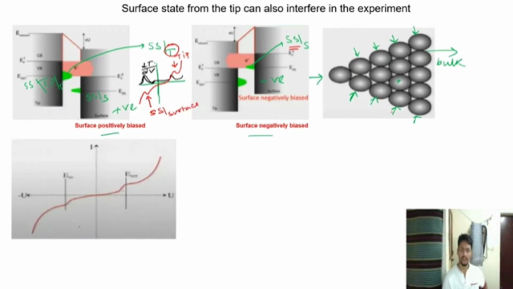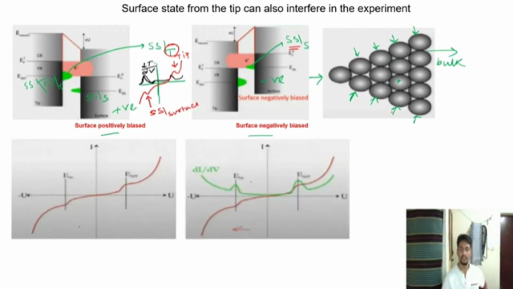So this is the clear picture, right? These are whatever I have written. So this is the case. This is the surface state of the surface in the negative bias region. This is the positive bias region, and this is the surface state of the tip. Now we can clearly get all the surface and tip states about the tip and surface.